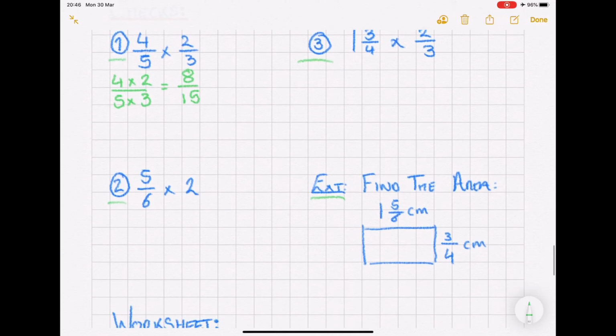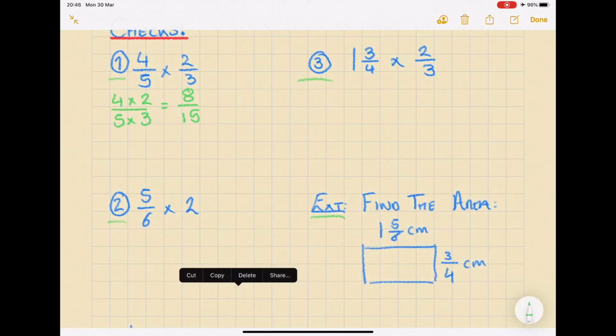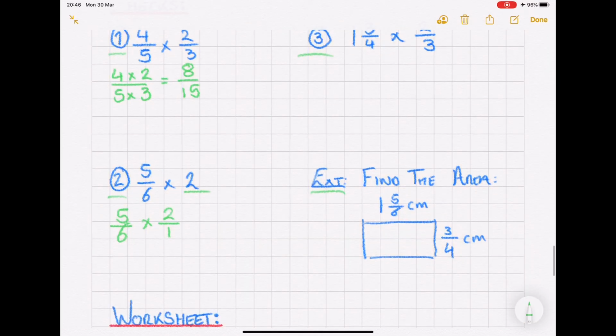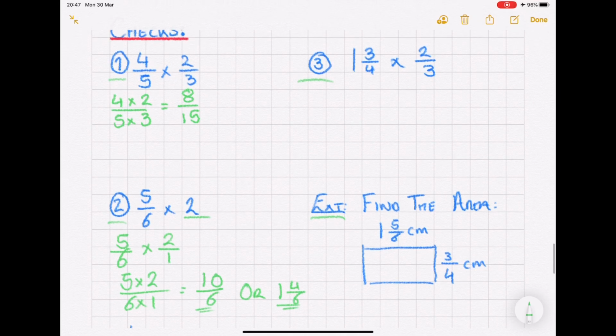Okay, and number 2. So first things first, we need to change this into a fraction. So we're going to have 5/6 times by 2 over 1. So it's going to be 5 times by 2 over 6 times by 1, which is 10 over 6, or 1 and 4/6. Either answer is good with me. You can simplify that answer to 5/3.